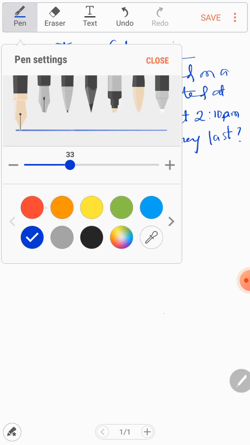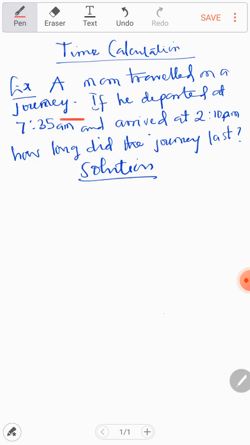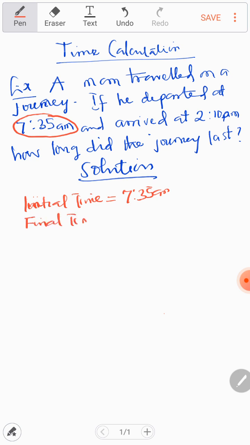Now, from this question, the first thing that we need to get is our initial time, which is also called the departing time. So we have the initial time to be 7:35 a.m. and then we have the final time, which is also the arrival time, is 2:10 p.m. So the formula we are going to use to solve this is the final time minus the initial time.